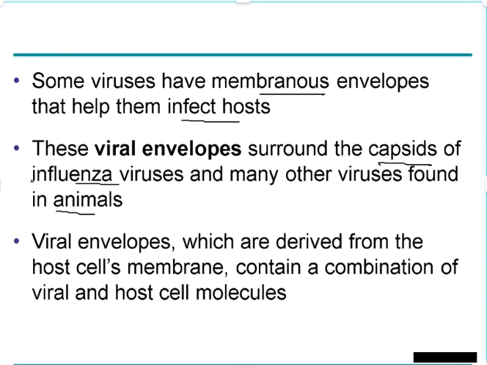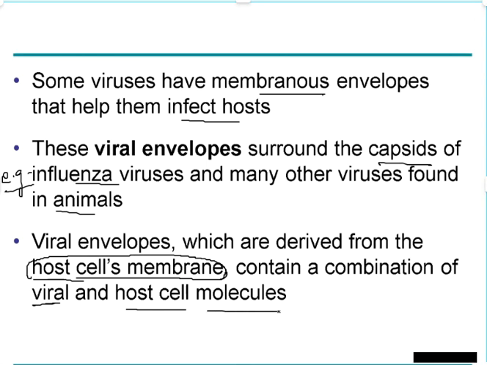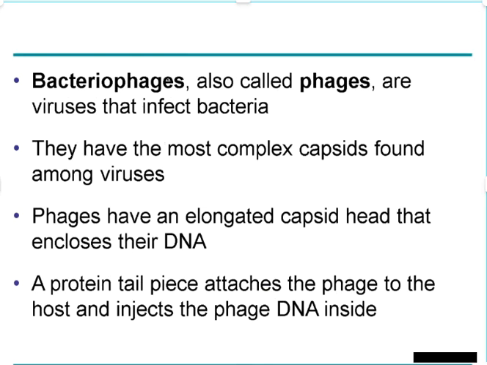One example where viral envelopes are found is influenza virus. Viral envelopes are derived from the host cell membrane. Where are they derived from? Host cell membrane. What does it consist of? It consists of viral and host cell molecules. Both molecules are present here in the viral envelope. Basically, it is derived from the host cell membrane.